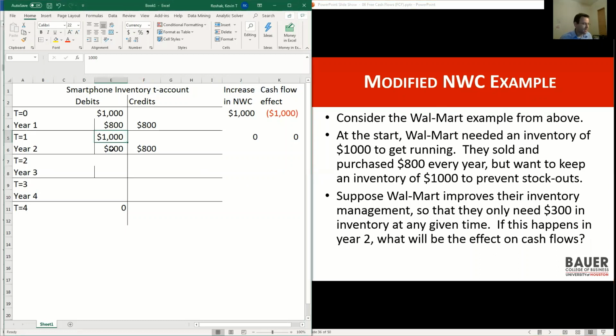Okay, so sometime in year 2, they figure out that I don't actually need $1,000 worth of inventory every year. I only need 300. How's that going to affect cash flows? Everything else is going to be the same, but they're going to innovate. They're going to improve their supply chain. Now they need less inventory on hand during year 2.